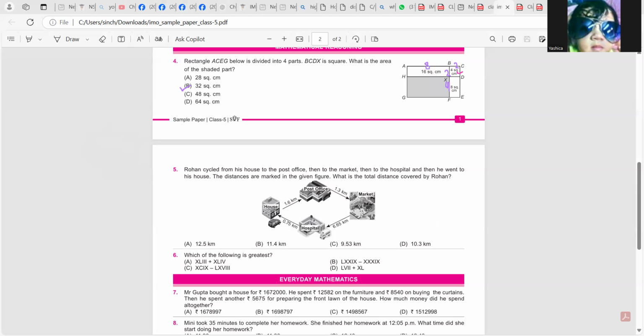Now this rectangle is 16 square centimeter. Its side is already 2. So 16 divided by 2 is 8. So this side will be 8 centimeter, and in this rectangle we know that this side is 2 centimeter. So 8 divided by 2 is 4. So this side will be 4 centimeter.